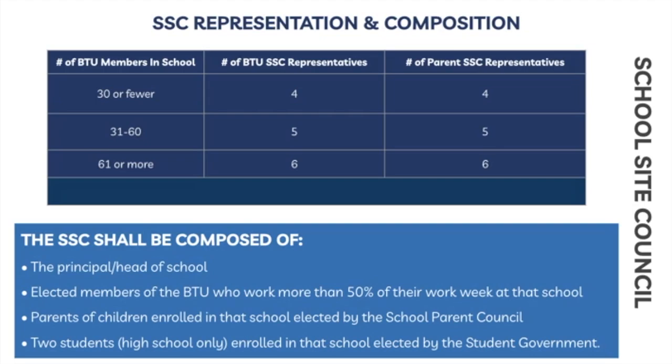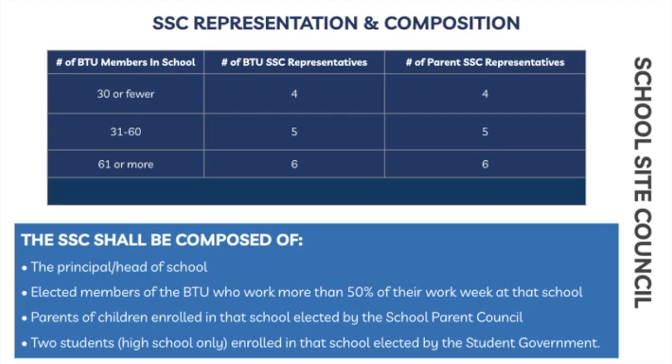This is the composition. In terms of the representation, there's an equation or a formula to figure out how many parents should be on the school site council and how many staff, including the principal or head of school. If you have a school that has 30 or fewer BTU members at that school, the number of BTU SSC representatives should be 4. So it should be 4 staff members and 1, including the school leader, making a total of 5. Then on the parent side, that number should also equal 5.